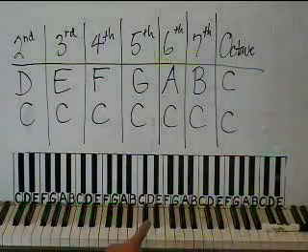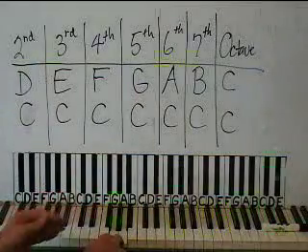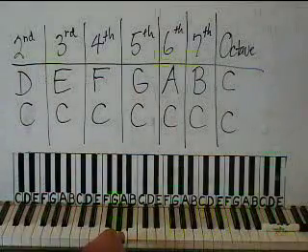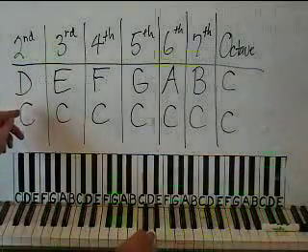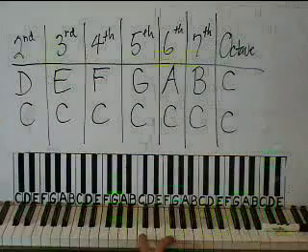Okay, and it doesn't have to just be from a C. I could go from a G to an A. As long as it's the very next letter, then it's a second. So C to D is a second, C to E is a third. Now the next one's a fourth, C to F.